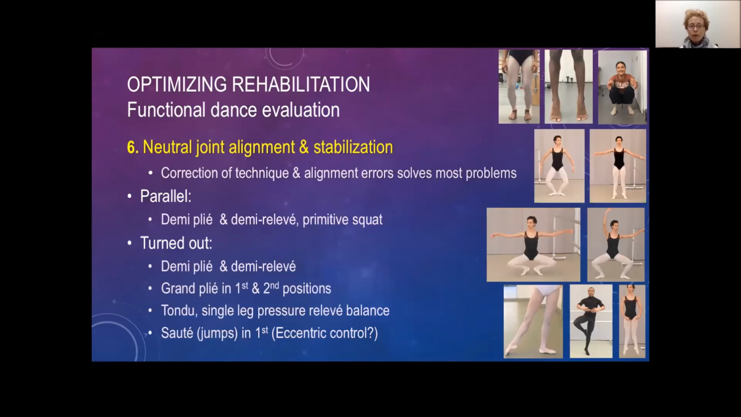When we do a functional evaluation, we look at several different things, and usually we have them take their shoes and tights off so that we can really see what's happening. We always look at demi-plié and relevé in the parallel position, and we look at them in the turned out position as well. Now you can start to see if there's overuse of that FHL tendon, if they are impinging when they're going up into a relevé, if they're overusing their anterior tibialis every time they go into a demi-plié. We look at the grand plié in first position and in second position. You want to look at those hip, knee, and ankle alignment.